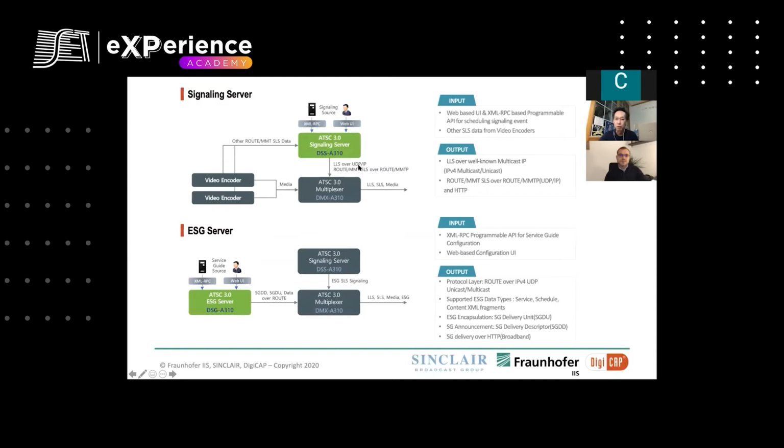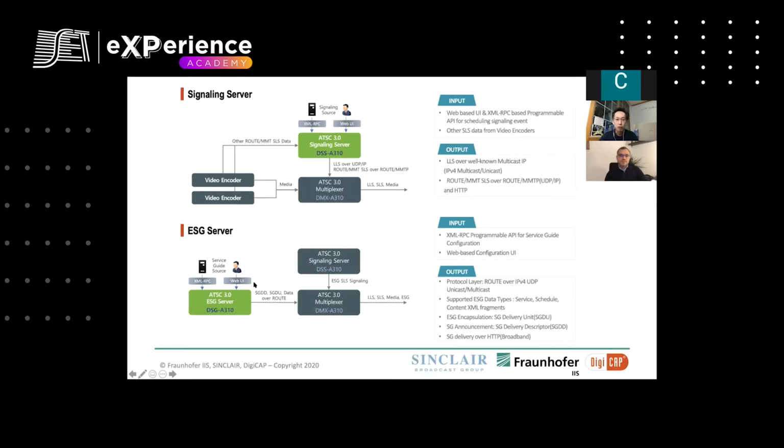Okay, so here in a couple of slides, I'm going to show you the important architecture components one by one, and spell out what would be the input and what would be the output. Starting from the signaling server, like I said before, most of the configuration and controlling signals, the ATSC signals, come from the user interface or the configuration files. The output of the signaling server is typically LLS over the well-known multicast IP, and ROUTE and MMT sessions.